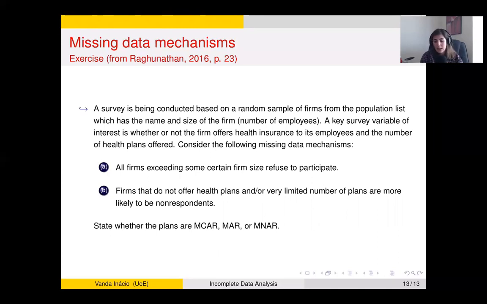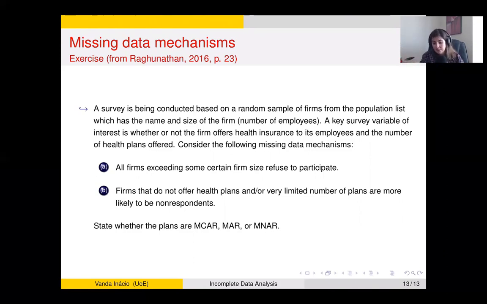This is from a book, and it says the following: a survey is being conducted based on a random sample of companies from the population list, which has the name and size of the company. Our key survey variable of interest is whether or not the company offers health insurance to its employees and the number of health plans offered. Now we are given two situations and asked whether missing is completely at random, missing at random, or missing not at random.